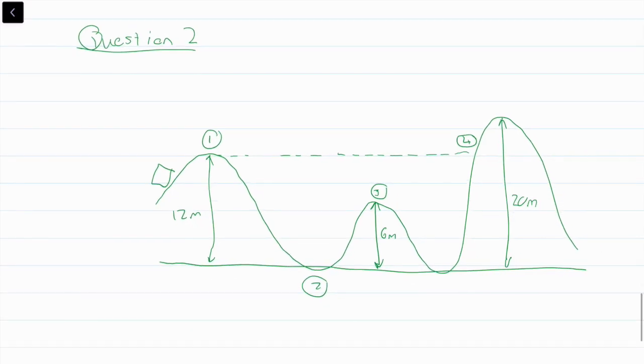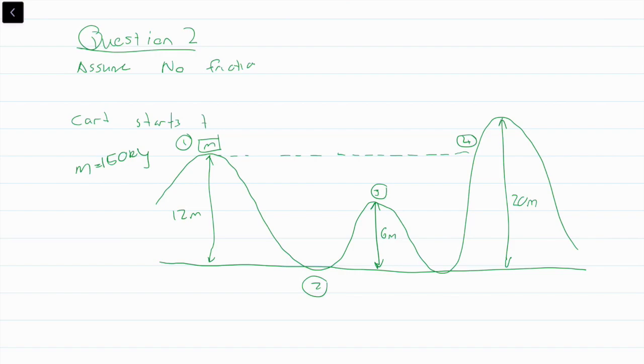Okay, so we've got this cart. Let's say the mass of this cart, mass m, is equal to 150 kilograms once again, and we can assume no friction. Let's put this mass right here by point 1, so we have our mass right here. This is point 1, and we can say the cart starts to just move at point 1.